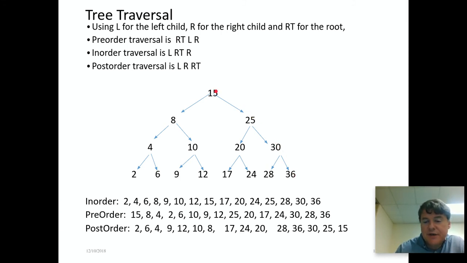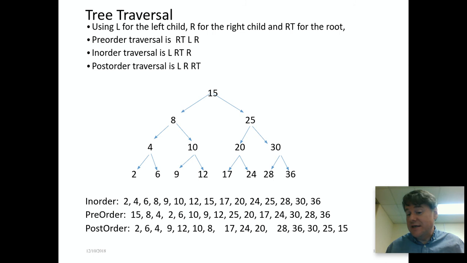In a post-order, the root is going to be the last entry. In a pre-order, the root is going to be the first entry, and in an in-order, the root is going to be somewhere in the middle, depending on how balanced the tree is. The first two are always true. Post-order, the root should be at the end. Pre-order, the root should be at the front. In-order, it's going to be somewhere in the middle, depending on how balanced the tree is.